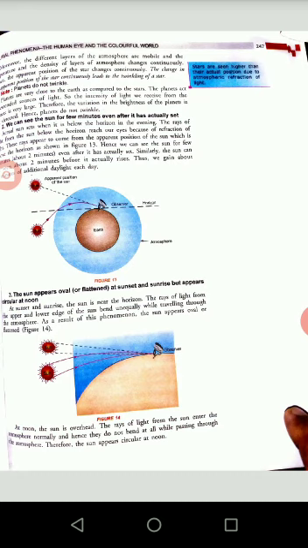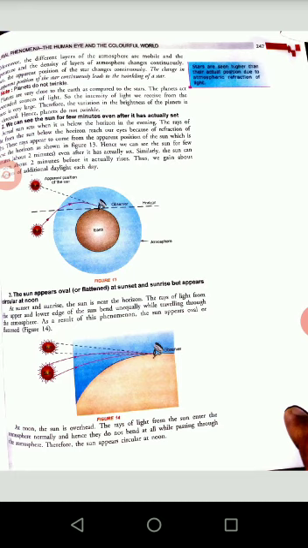Therefore, the incident ray or light coming from the star bends towards the normal as it enters the next layer. The process continues till the light enters our eyes. So, due to the refraction of light, the apparent position of the star is different from the actual position of the star.